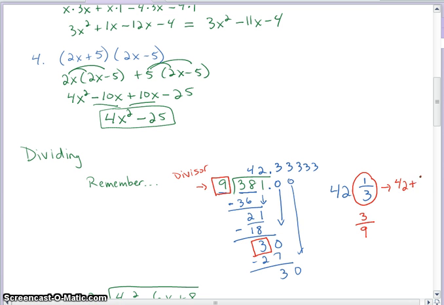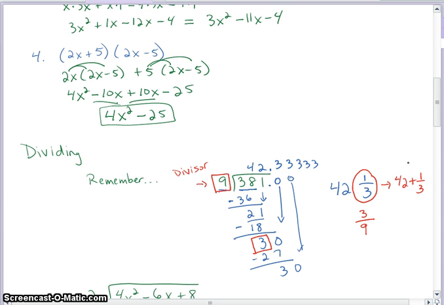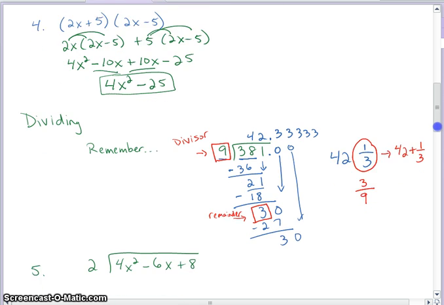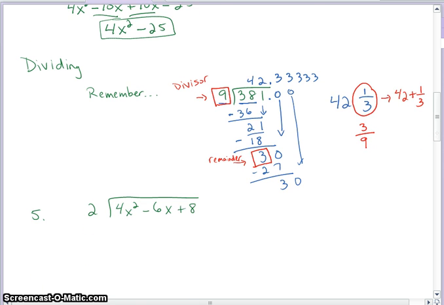You're adding. So that's going to be important when I'm looking at dividing polynomials. I need to remember that. It's adding the remainder, and the remainder turns into a fraction over the divisor. Okay, so let's try a problem.